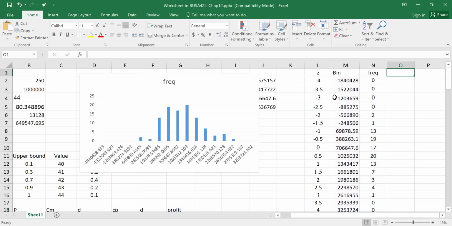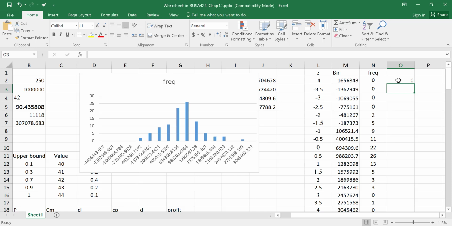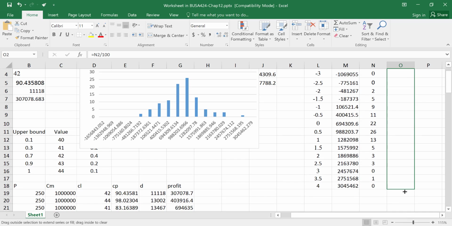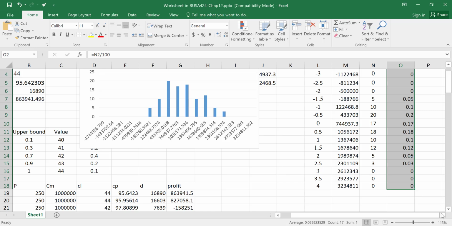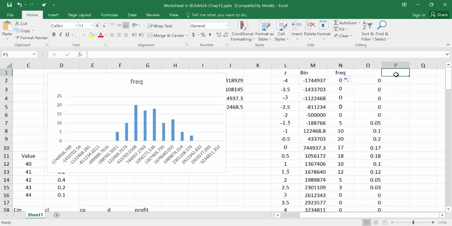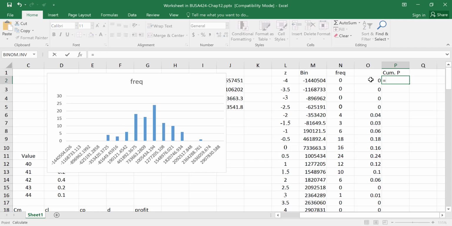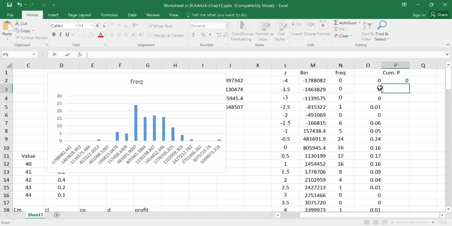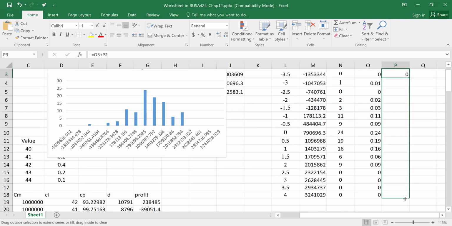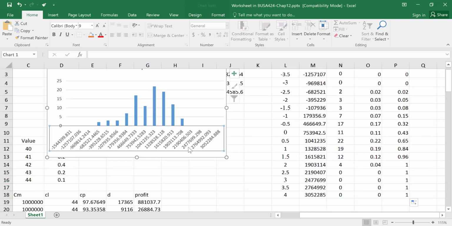Now if we divide the frequency by 100, which is the number of replications, we get the probability or percentage of frequency. So let's divide by 100, and then add up these numbers. So we calculate the cumulative, and this is a cumulative probability. Basically we are adding these numbers all together, and at the end we should get 1.